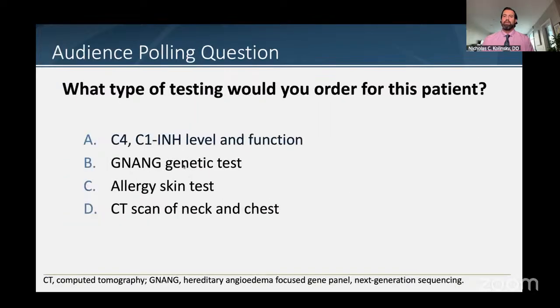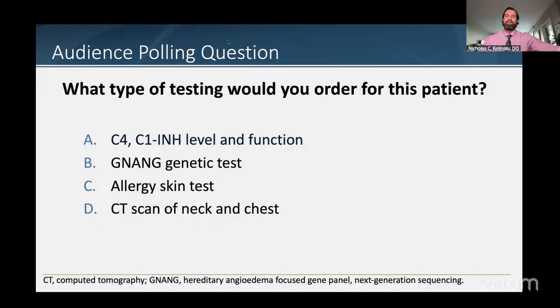What type of testing would you order for this patient? So C4, C1 inhibitor level, C1 inhibitor function, a genetic test, an allergy test, a CT scan of the neck and the chest. Okay. So it looks like we have an even split. We have 50% on C4, C1 inhibitor level and function, and 50% say go straight for the genetic test.